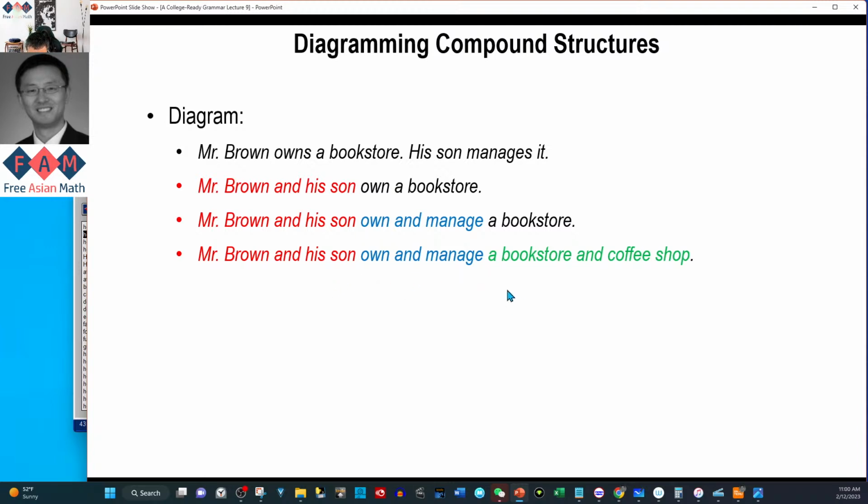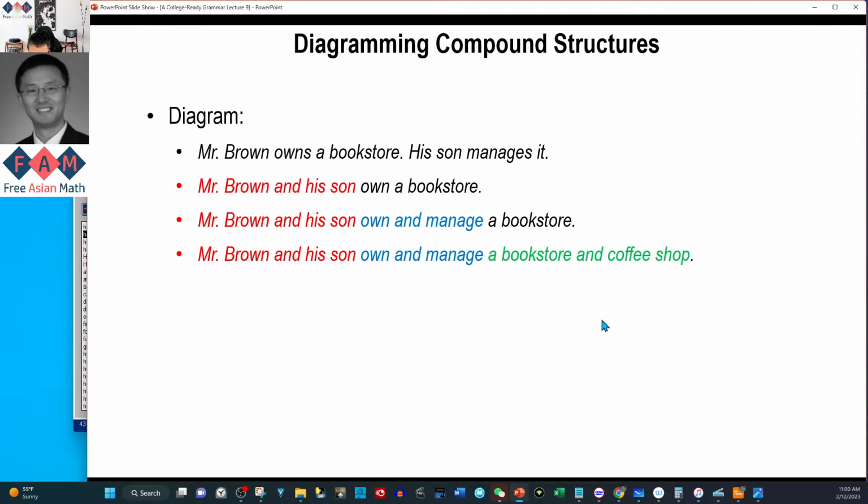Somehow we dump all the information into one sentence, but if you have to read this sentence literally, both people own and manage two businesses. One is a bookstore, one is a coffee shop. So if you read literally, this sentence must mean both people both own and manage both a bookstore and a coffee shop. So they are the co-owners of two businesses and they're co-managers of two businesses. If you don't mean that, you surely do not want to write the sentence this way, because you misrepresent what you really want to tell.